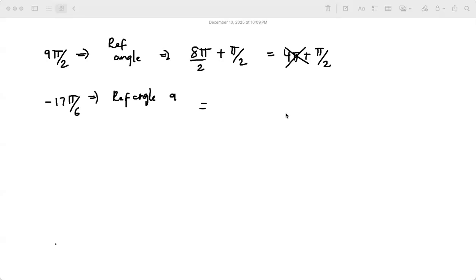Pi by 2. 1.5 pi by 2. Pi by 2 is the coterminal angle. Make sense? How about minus 17 pi by 6? You calculate it yourself. We'll have both for this one.